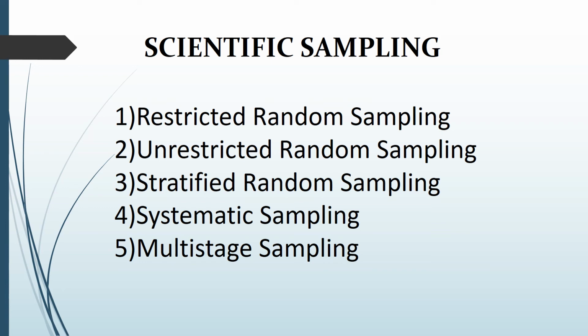Then the last type of scientific sampling is the multi-stage sampling, a complex form of cluster sampling. Cluster sampling is a type of sampling which involves dividing the population into groups or clusters na tinatawag natin. Then one or more clusters are chosen at random and everyone within the chosen cluster is sampled.